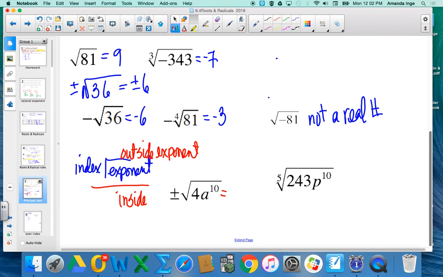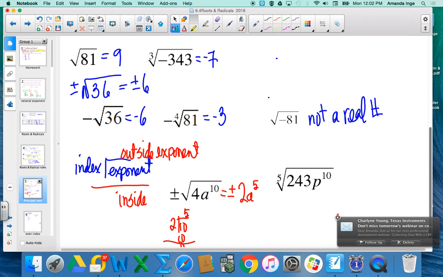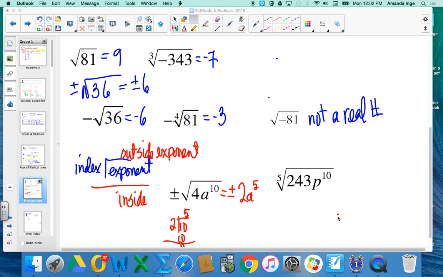So we'll start by taking the square root of 4. The square root of 4 is 2. But then if you divide 2 into 10, it goes evenly. So we know that this is a to the 5th. There is no remainder, so there's nothing that remains underneath the radical sign. Everybody okay with that?